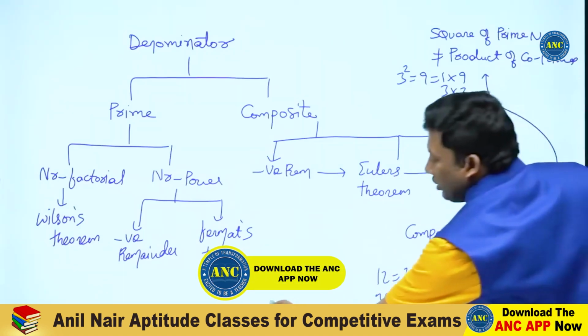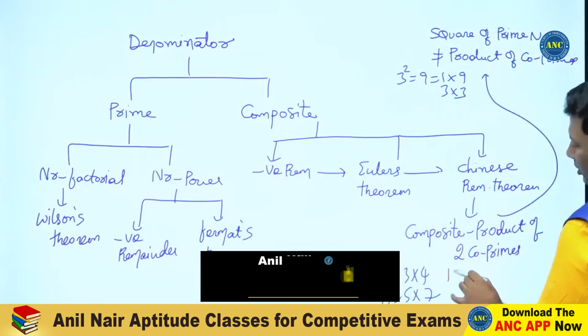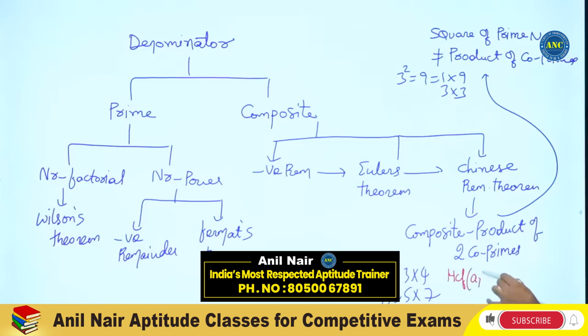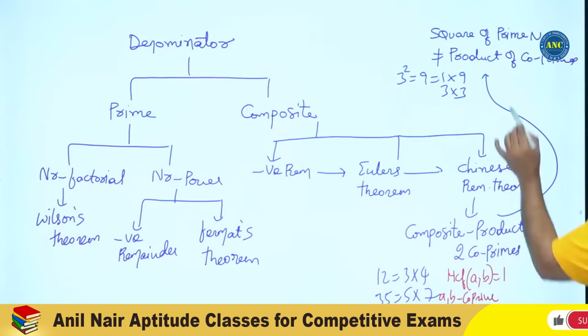Coprime means their HCF should be 1. HCF of A comma B should be 1. Then A and B are coprime.